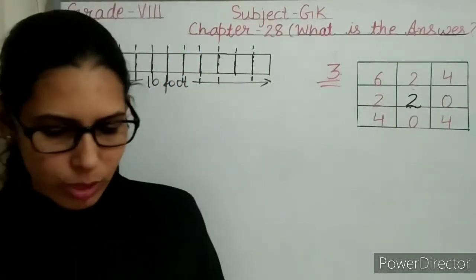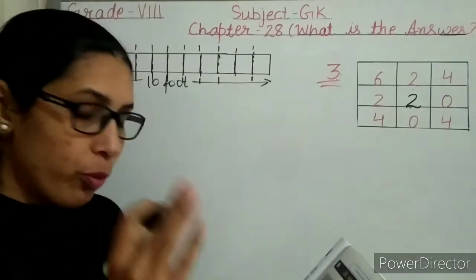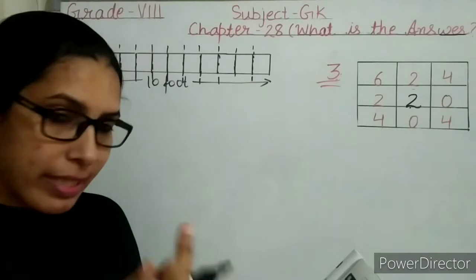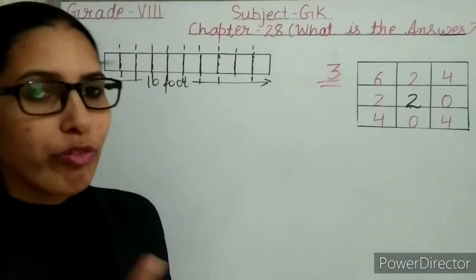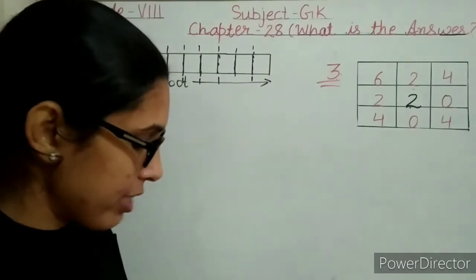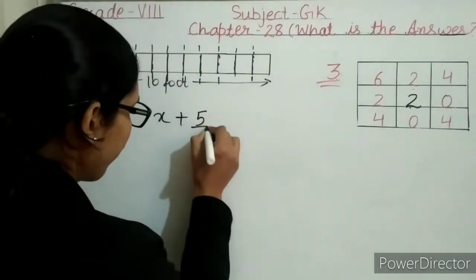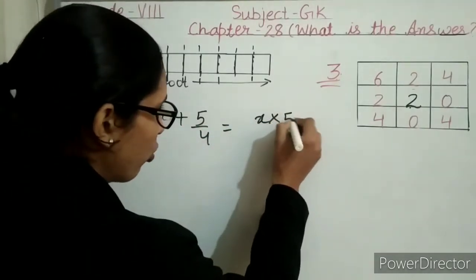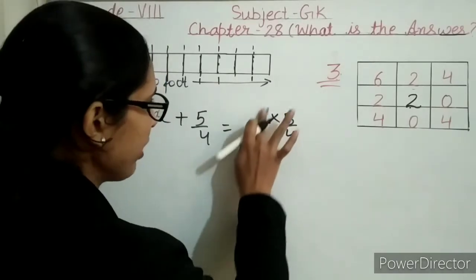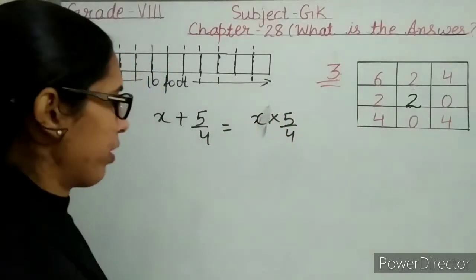Now let's move on to the second question. The second question is, which number when added to 5 by 4 gives the same result as when it is multiplied with 5 by 4? So here let's assume the number x. If x is added to 5 by 4, and if this x is multiplied with 5 by 4, the result will be the same. So let's try to solve it.